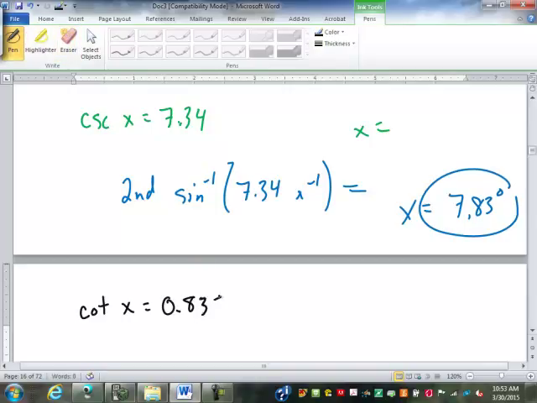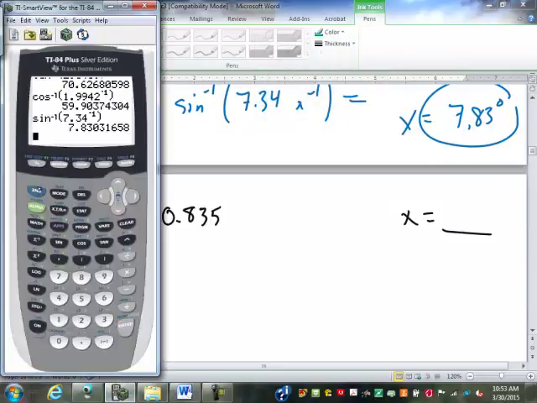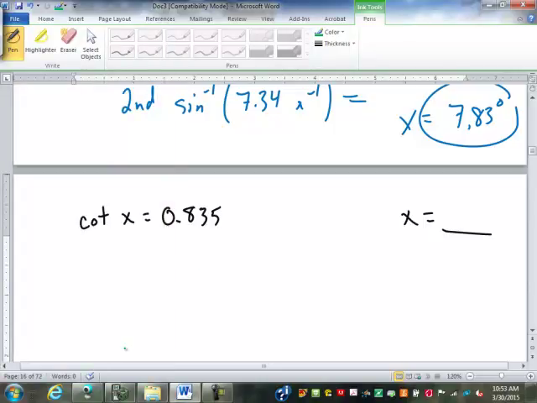Cotangent of x equals 0.835. Okay, next. What'd you get? Okay, so what you have to do is second tangent. So it's an inverse tangent. 0.835 with the x negative 1 inside the parentheses gives you the 50.14. Any questions?